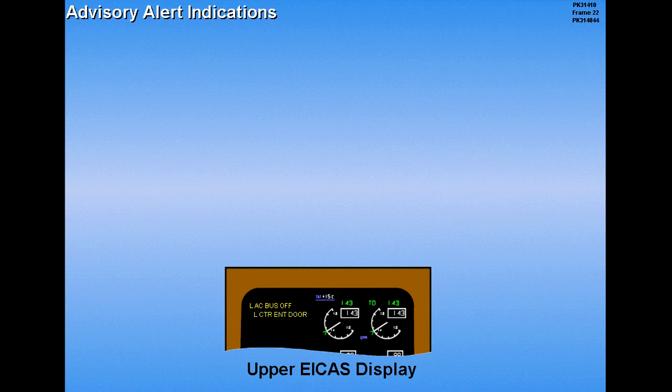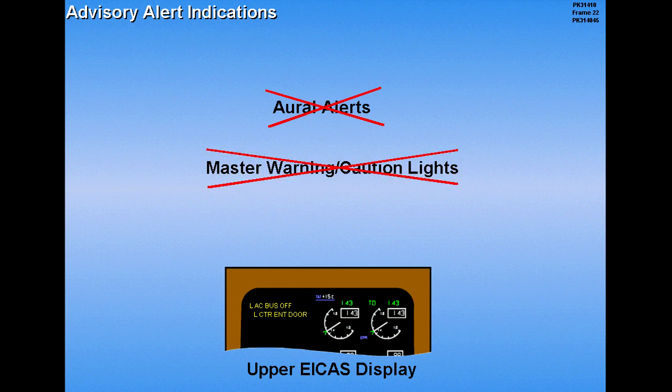Advisory alerts are identified by an indented amber message on the upper EICAS display. Advisories do not sound an aural alert or illuminate the master warning caution lights. Now let's try a few questions.